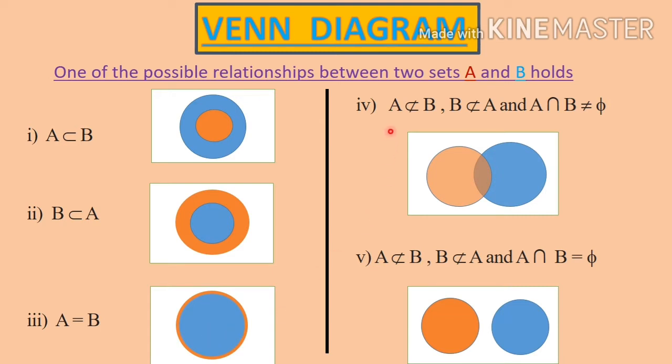The 4th possibility was neither A is a subset of B nor B is a subset of A, and the intersection set of A and B is not equal to φ. That means they will have some elements in common. And when the intersection set of A and B is equal to φ, that means sets A and B will be two distinct sets having no elements in common. Now these are the Venn diagrams to represent the possible relationships between the two sets A and B.